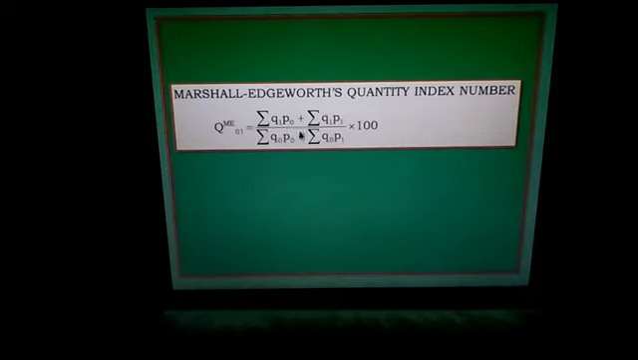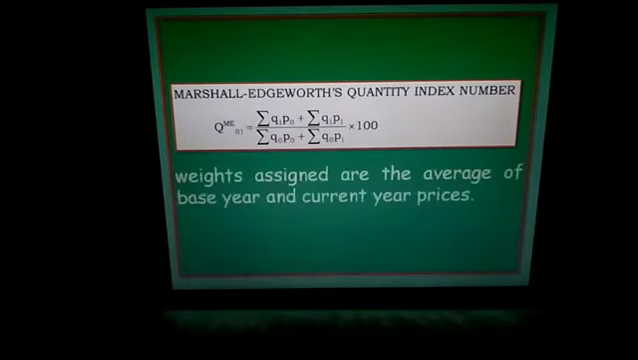The entire meaning will get disturbed if you write only a plus in between. The correct expression is to write plus in both the numerator and denominator. If you look at the previous video on price index number, you will get a clear-cut idea about this. I recommend you go through the previous video also.